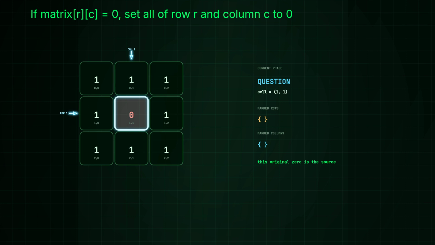This input has 3 rows and 3 columns. The small label under each value is its row and column coordinate. The original 0 is at row 1, column 1. It is the source that decides which row and column must change. We modify the same matrix in place. We do not delete a row or column, and we do not return the coordinates.